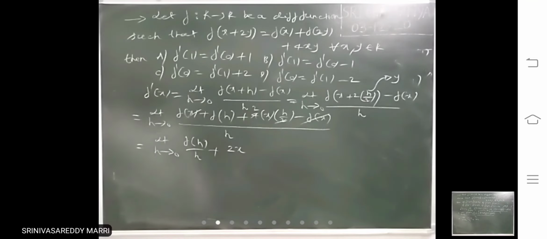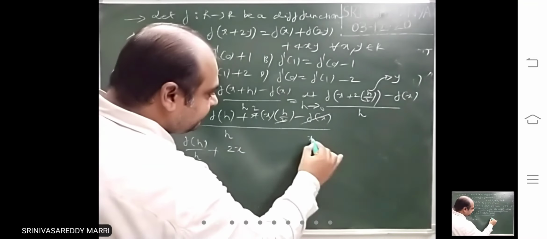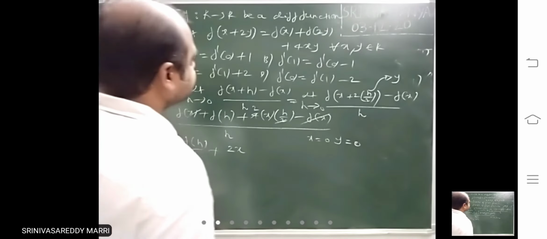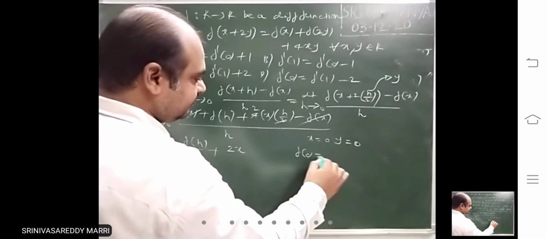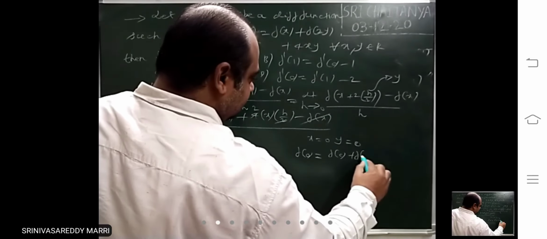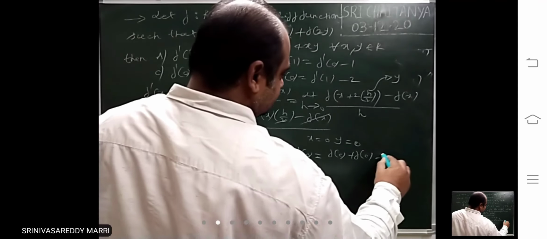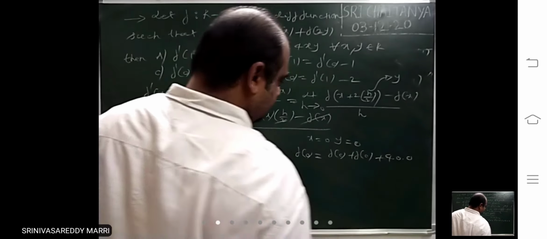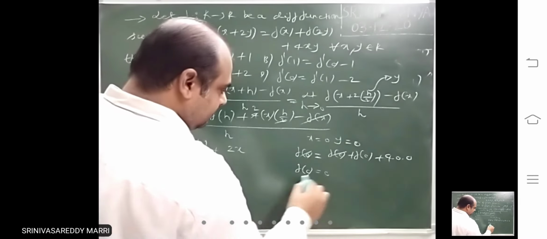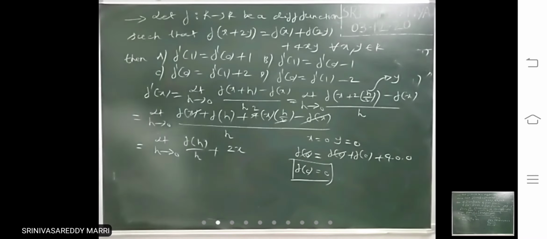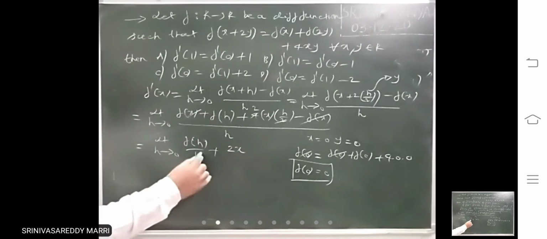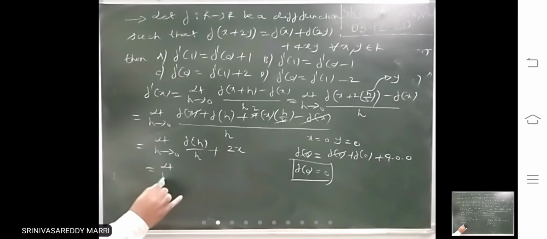Now you can observe in the given equation, if you substitute x equal to 0, y equal to 0, you will get f of 0 equal to 0. So that means this is nothing but this limit.